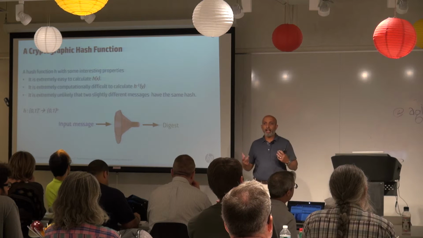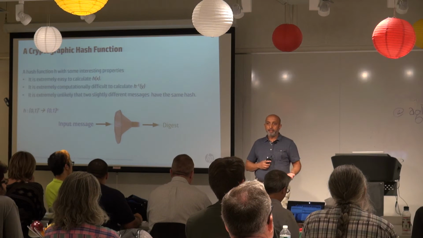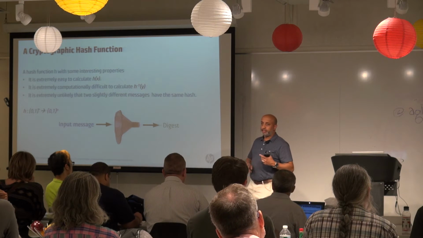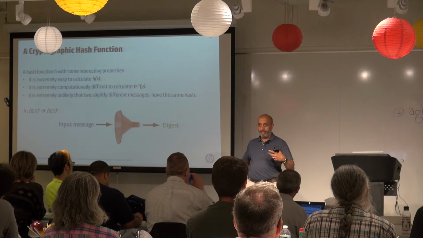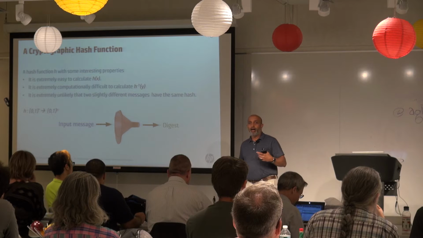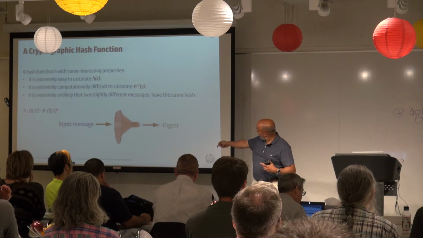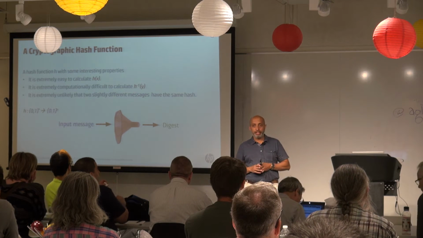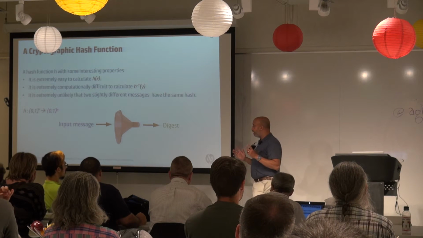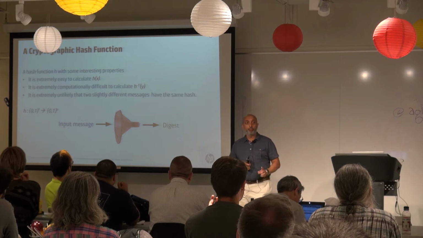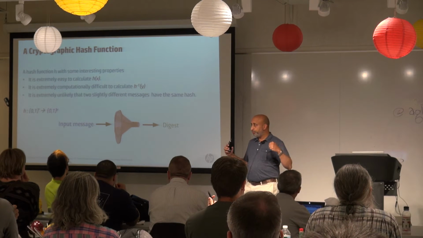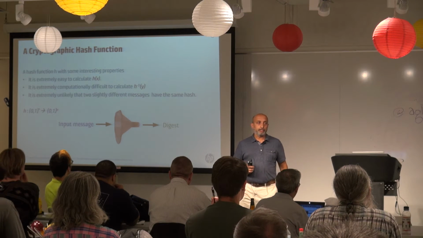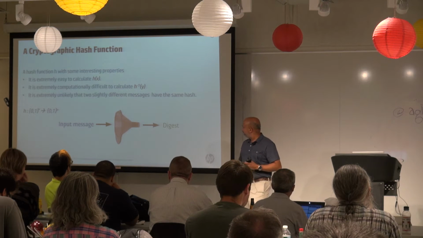But this function has to have some interesting properties to classify as a cryptographic hash function. One is it is extremely easy to calculate it one way. It is extremely hard to push the output from the wrong end of the funnel and get the input message. Computing the inverse of a cryptographic hash should be very hard. And number 3, and this is the most important thing, given 2 separate bit strings, it is extremely unlikely that they will have the same mapping.